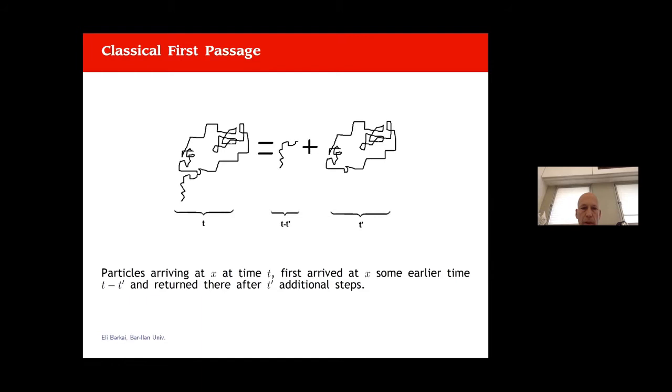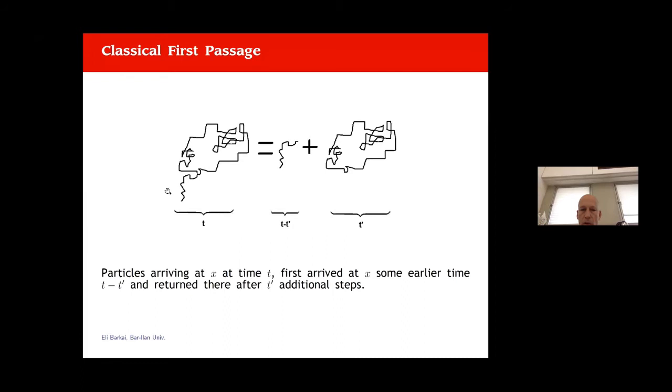So let me first introduce a classical first passage time problem. A well-known concept, consider a random walk, Markovian in space, let's say on a lattice or Brownian motion if you want.